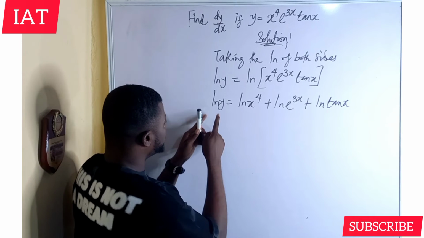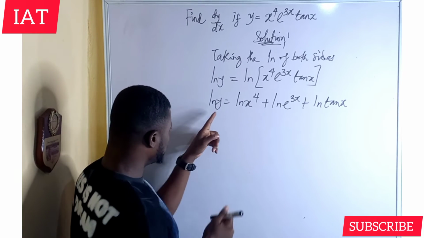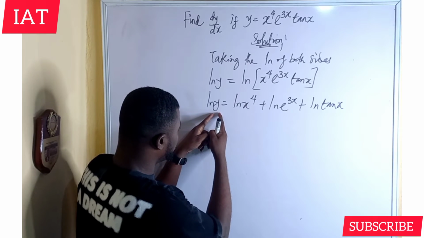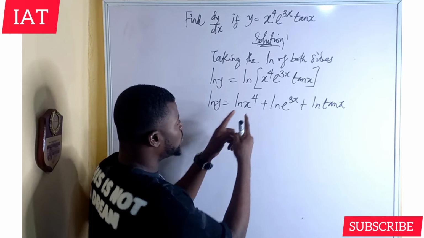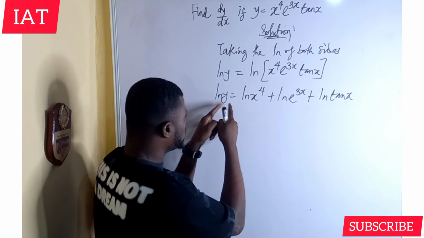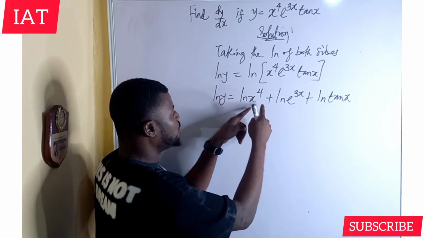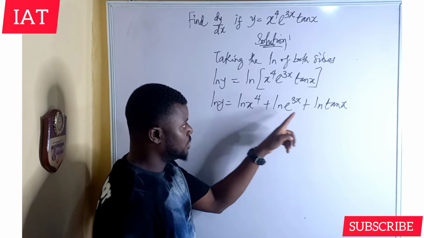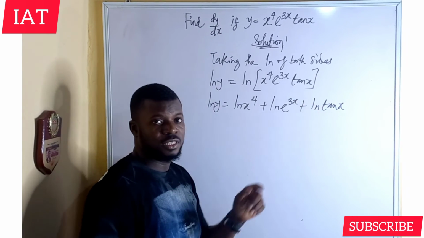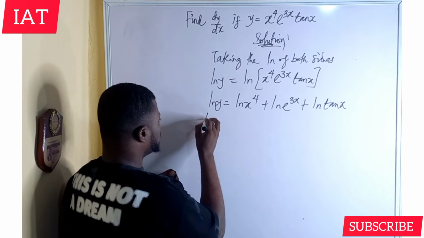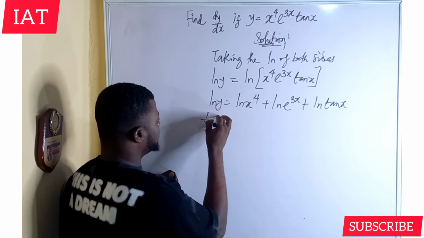If I differentiate this with respect to x, of course you know that the differentiation of ln y is, firstly, I'll take the inverse of this. What do I mean by inverse? 1 over y, and then differentiate y. 1 over x to the power of 4, then differentiate x to the power of 4. 1 over exponential 3x, then differentiate it. 1 over tan x, and also differentiate it. That's the fashion.